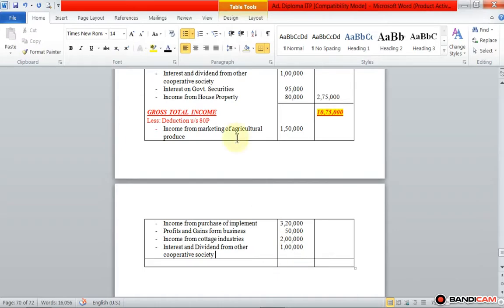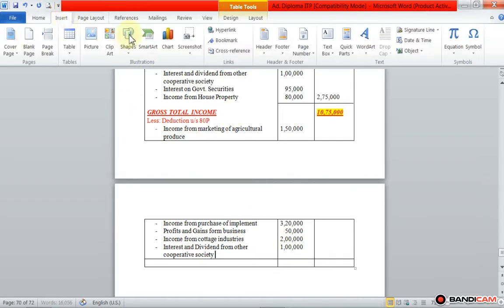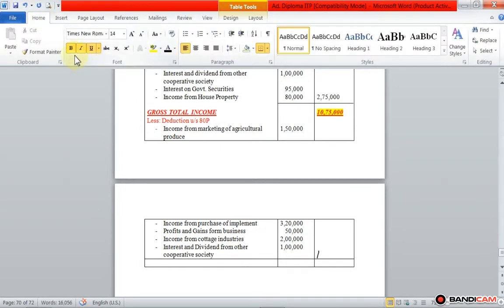Okay, then make the total of all deductions. Here we make the total of all deductions: 1,50,000 plus 3,20,000 plus 50,000 plus 2 lakh plus 1 lakh. We get a total deduction amounting to rupees 8,20,000.